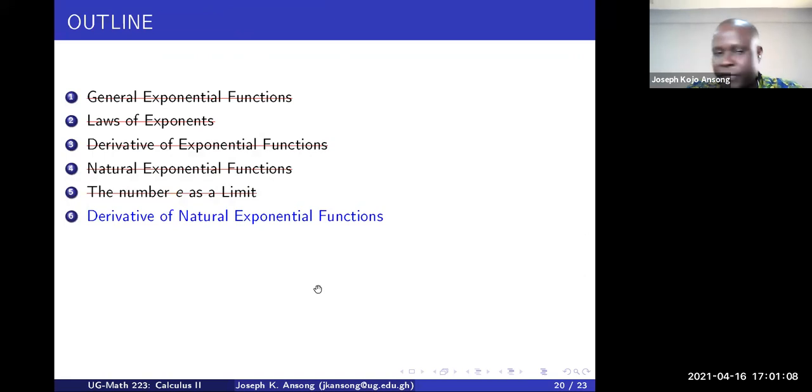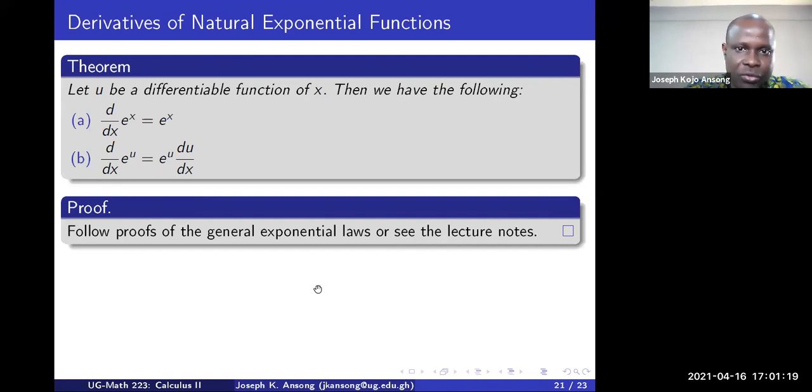Let's finish off the video, which is a bit longer now, and do the derivative of the natural exponential functions. This is not going to take very long. I have about 2 slides to go. So if u is a differentiable function of x, d/dx of e to the x is just e to the x. If I differentiate the natural exponential function, I just get it back.